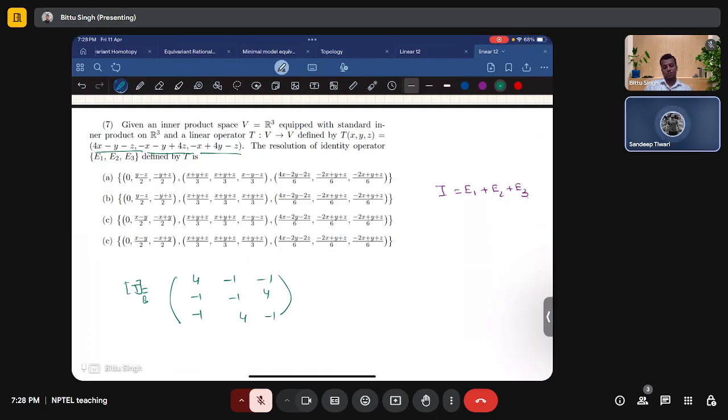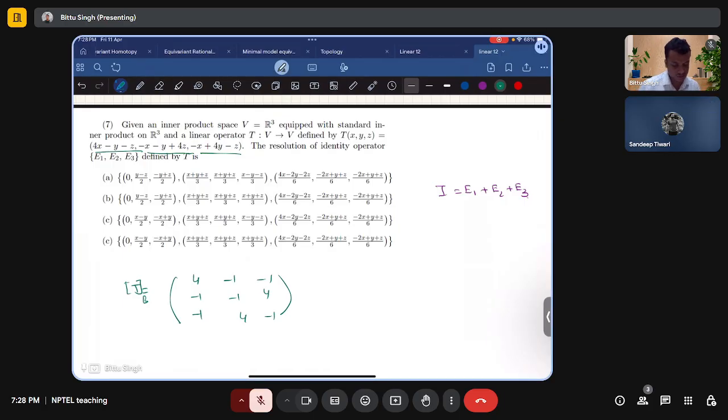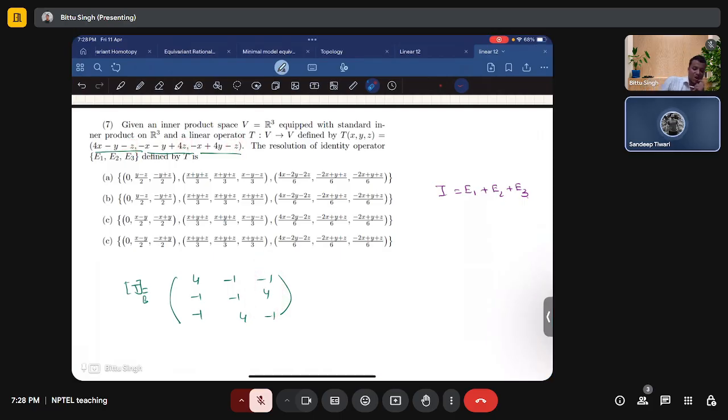Sir, we write it in columns, no sir? Take transpose. Oh, sorry. No, this is okay, because if we apply 1 0 0, this will be 4, this is minus 1, this is minus 1. So 4 minus 1 minus 1. Then minus 1 plus 4. And then if we apply 0 0 1, this is minus 1 plus 4 minus 1. So this is by chance symmetric. That is why it is true.